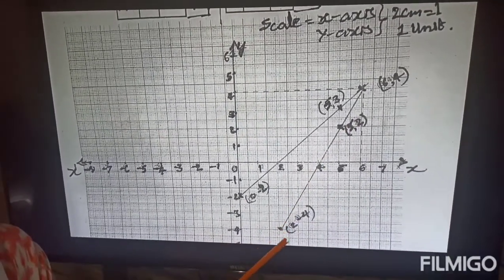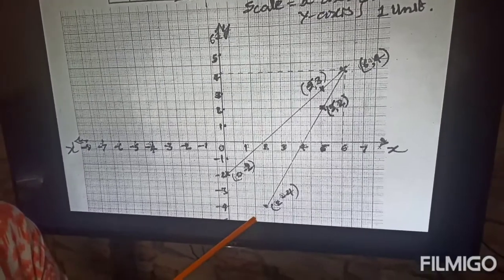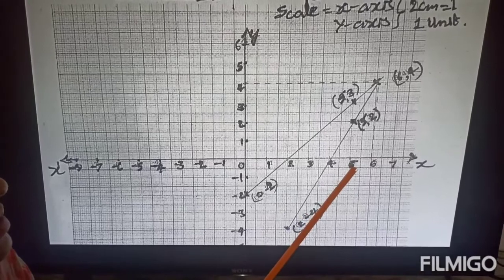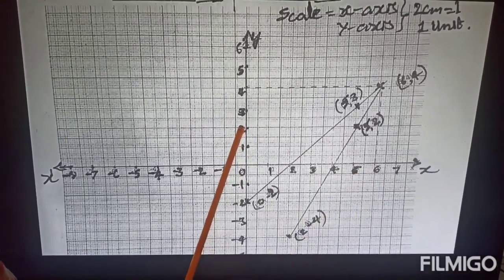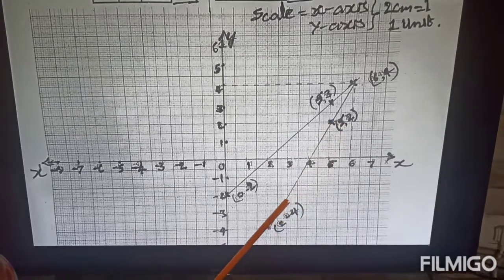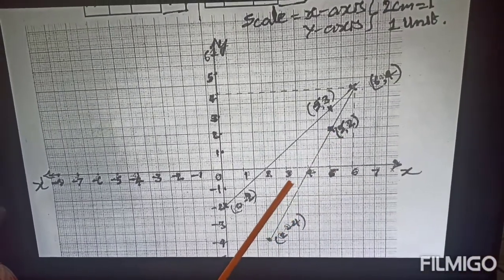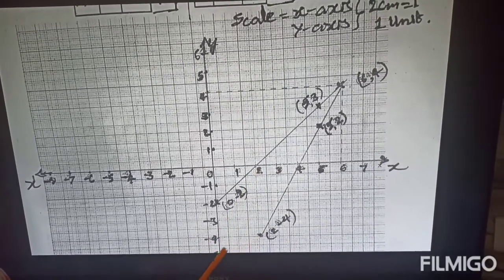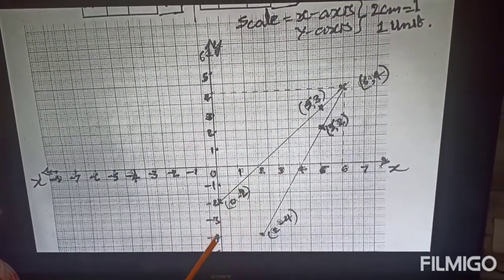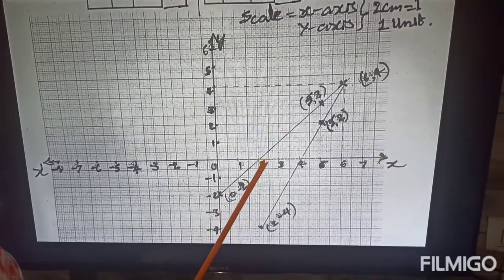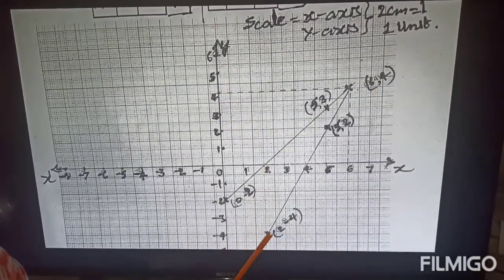Next, mark the points for the second equation. First point is 5, 2. 5 on the x-axis and 2 on the y-axis. Both intersect at this point. And the second point is 2, minus 4. 2 on the x-axis, and minus 4 means it comes down. Y-axis negative means this is the minus 4, plus 2 on the x-axis, 2, minus 4.